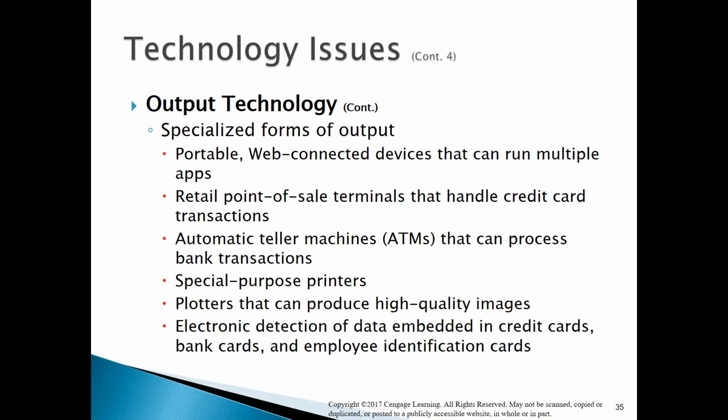Other forms of output technology is ATM. Now, why is ATM an output technology? Output is money. You feed in your information, that's input. The output that you get is receipt and money. Okay, you have special purpose printers.